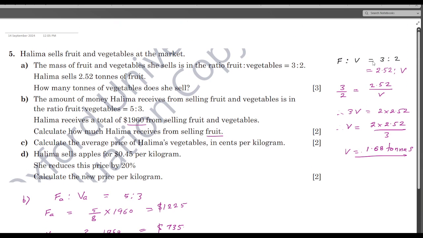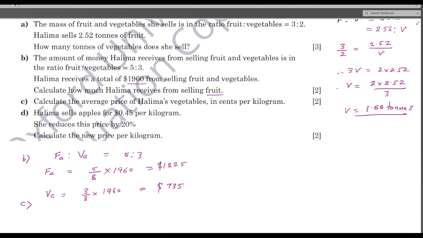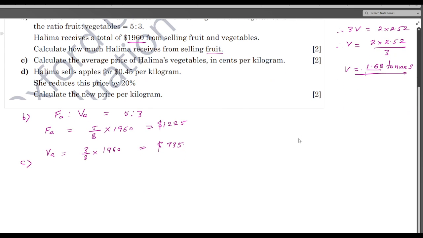So vegetable, if we see, then she is selling 1.68 tons of vegetable. Now when it is in tons, we will multiply it by 1000 to convert to kilograms. So for C, your total amount is 735, but this is for 1.68 tons, that is 1680 kg. Okay, and this will be equal to 735 divided by 1680.